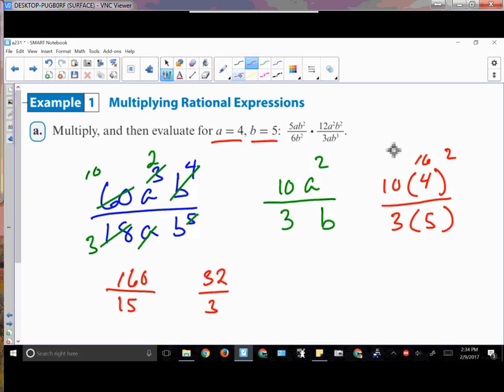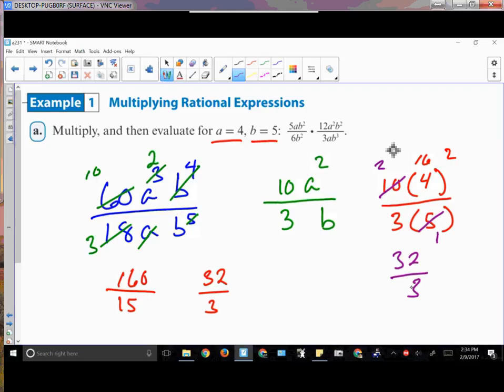Now, if I would have been paying attention up over here, this 5 could cancel with this 10. How many times does 5 go into 10? Twice. 5 goes into 5 once. What's 2 times 16? 32. 3 times 1, 3. I get the exact same answer.